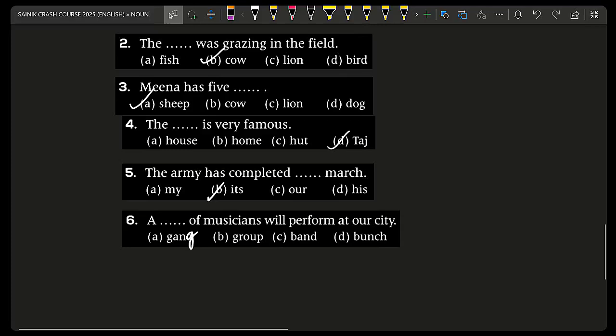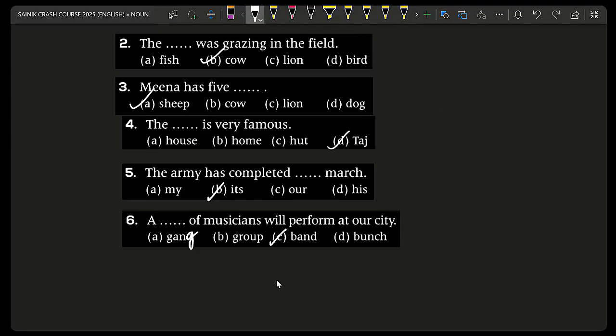Time up. I received 0 votes for option D. A bunch of musicians, we don't say, wrong answer. Two votes were received for option B, group. A group of musicians, yes, there is a sense, but there is a particular word for the collective noun of musicians. Four students voted for option A, gang. A gang of musicians, we don't say. We say a band of musicians, that is the collective noun of musicians. So you have to remember more collective nouns.